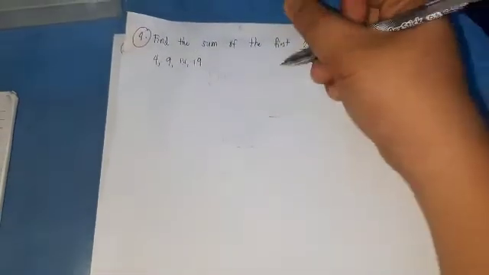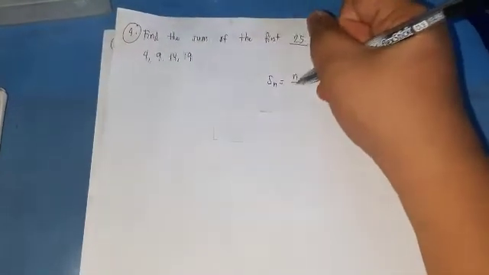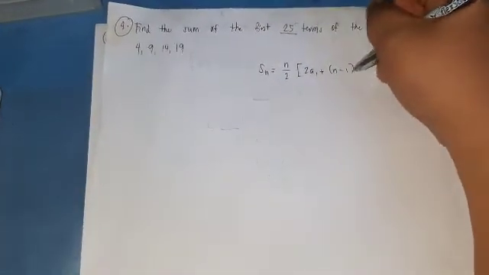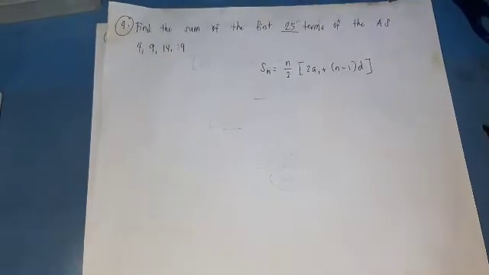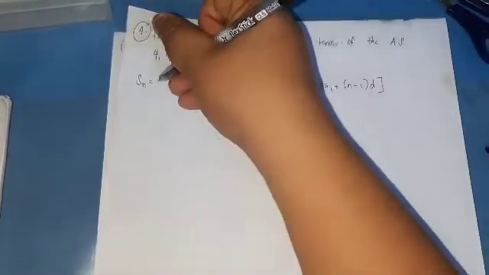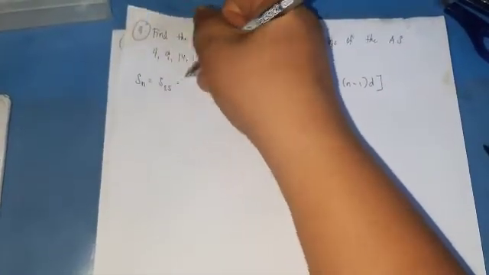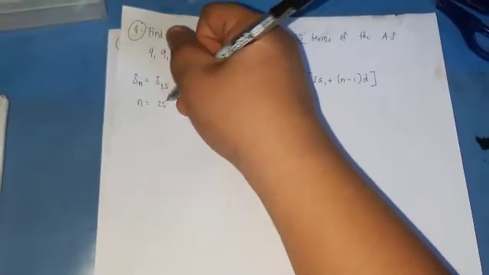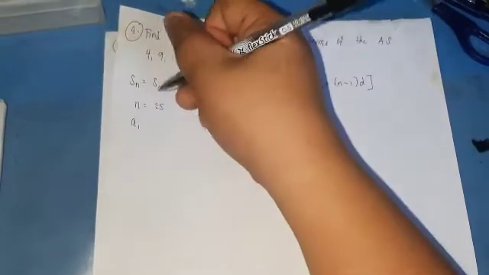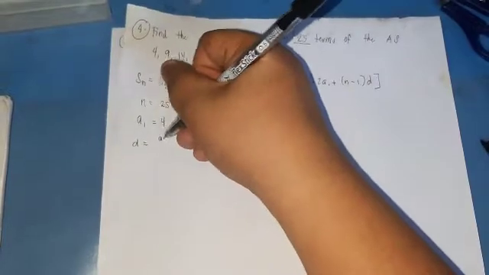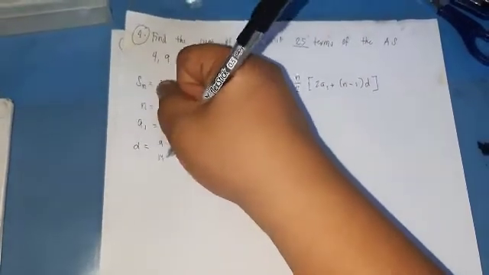Let's have the formula. Next, let's identify your S sub n. So yes, we are looking for the first 25 terms. So you're going to have your S sub 25, that will be question mark. Your n, it follows, that will be 25. Your A sub 1 is 4. And your D is how much? Well, let's subtract.